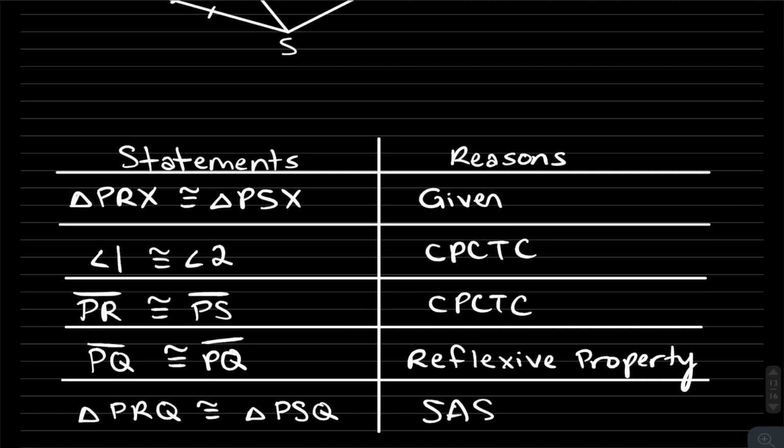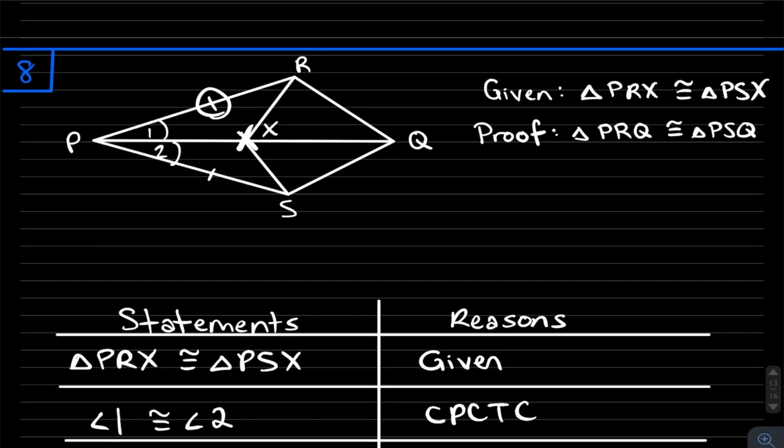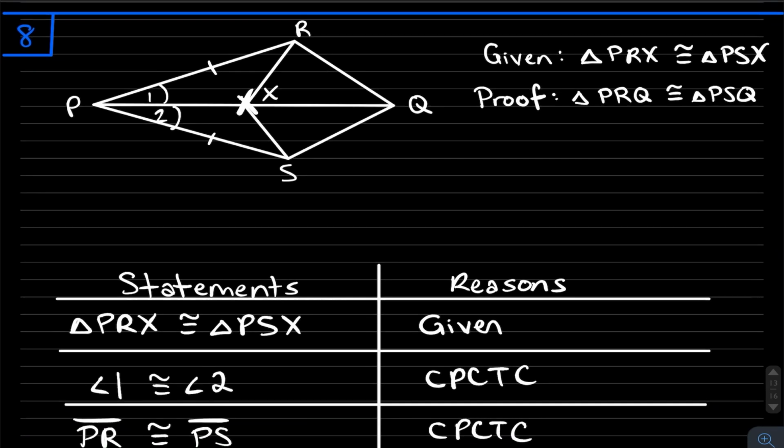By SAS, right? Because we have a side, an included angle, so an angle between the two sides. Okay, so that's why it's SAS and not something different. Okay, so that's problem 8.